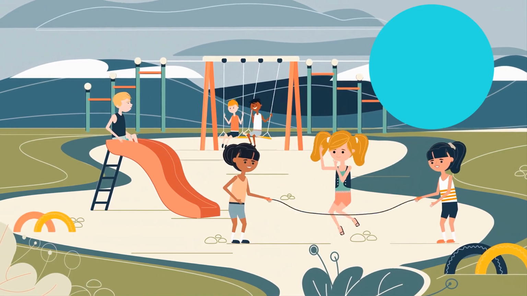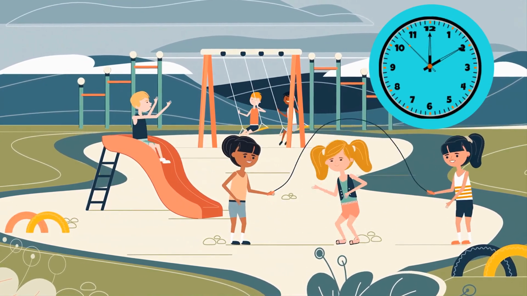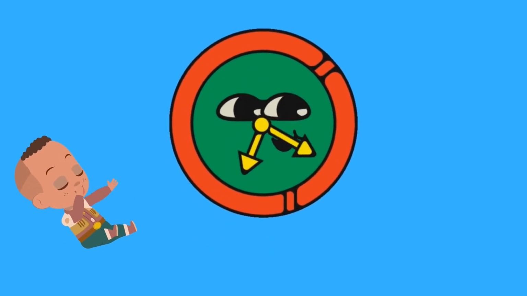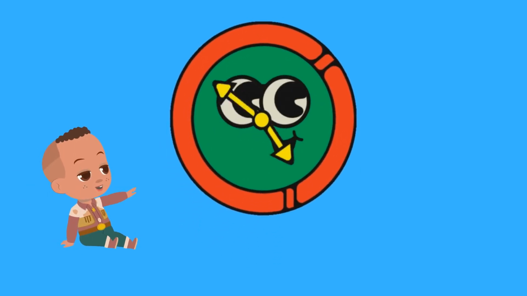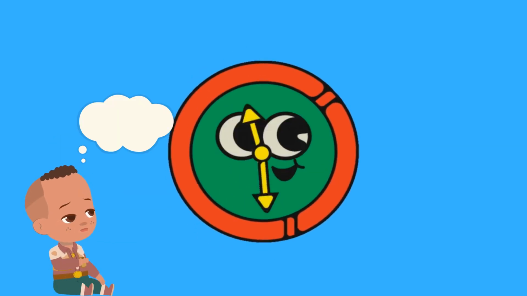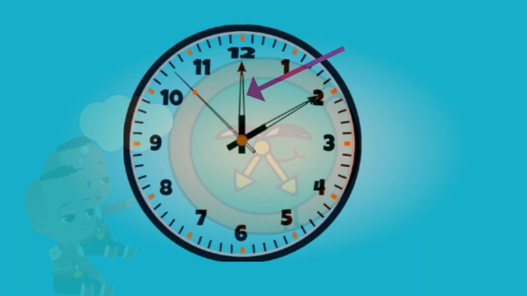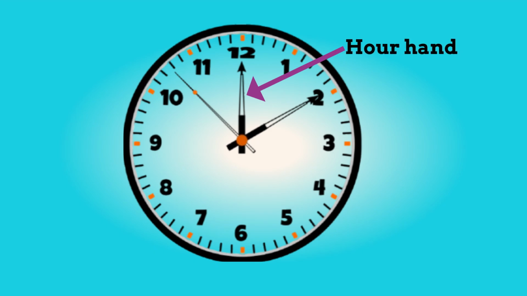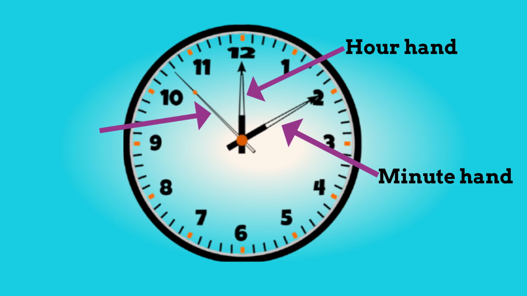When we are telling time, we are looking at a clock. A clock has hands. Yes, hands. But not hands like you and me. Let's look at them. The short hand is called the hour hand. The long hand is called the minute hand. Then we have the very tiny hand that is long and narrow. This is called the second hand.